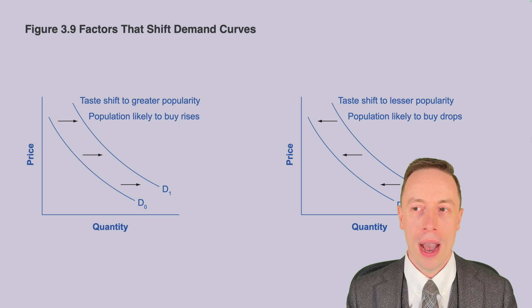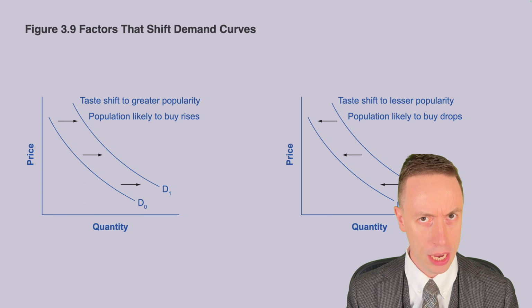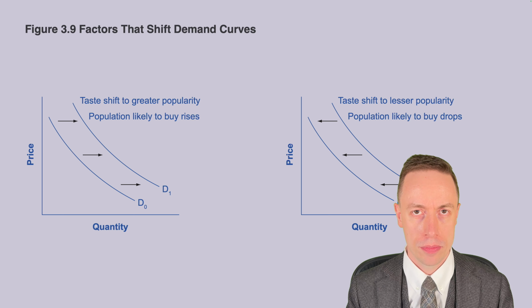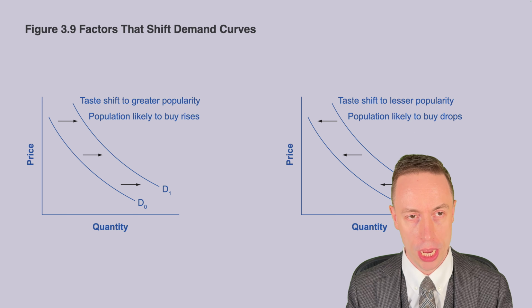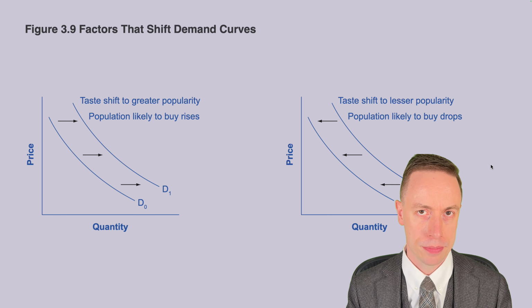There are also other factors that can change the demand for a product that are a little more quantitative, and we'll even cover some measures for those things in later sections. For example, the population that's in the market for the product might change. More population, more demand, less population, less demand.